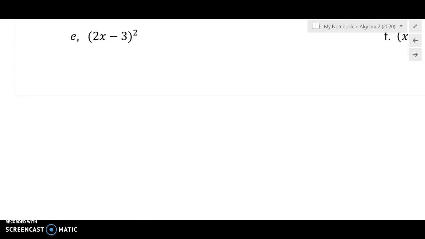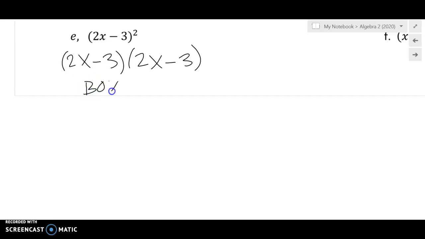So you have 2x minus 3 quantity squared. All this means is that 2x minus 3 is happening twice. So that same thing is happening 2 times. So I know some of you would just FOIL this, and that's fine. I get it. You would just FOIL it, okay? But let me show you this box method just to show it to you. Some of you probably have done this in the past.